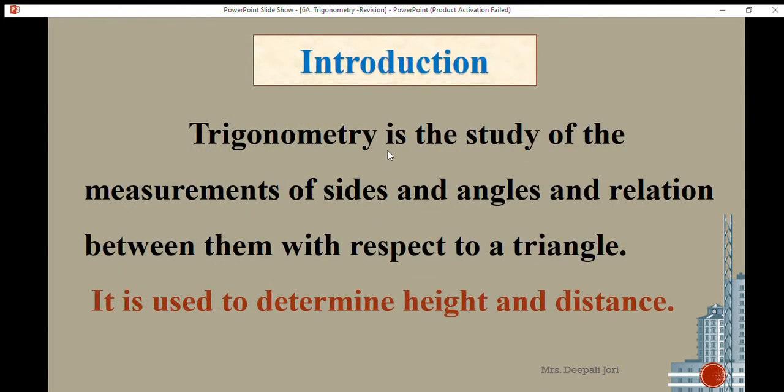Let us first see what is the introduction of this video. Trigonometry is the study of measurements of sides and angles and relation between them with respect to a triangle. Is the definition of trigonometry. Trigonometry is used to determine height and distances.